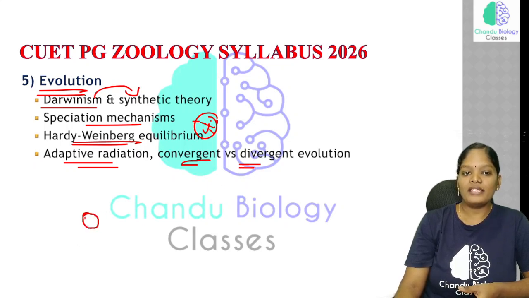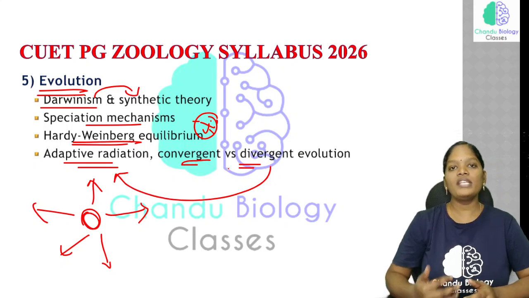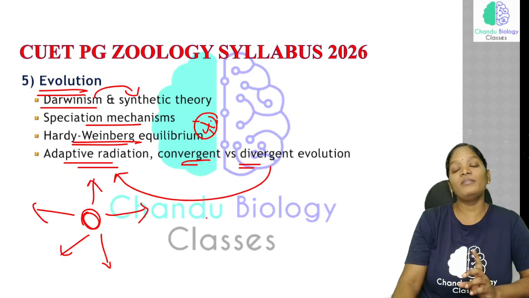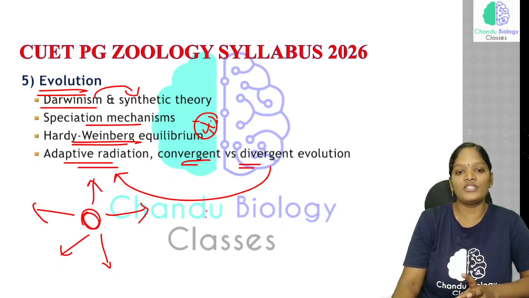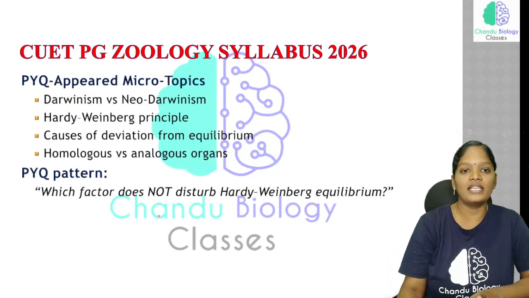From one common ancestor, it leads to speciation over a particular period of time. So this is called divergent evolution. This is with respect to adaptive radiation. What is the difference between convergent evolution and divergent evolution? What is meant by analogous structures and homologous structures, and what is adaptive radiation? Everything will be discussed in detail in our classes.